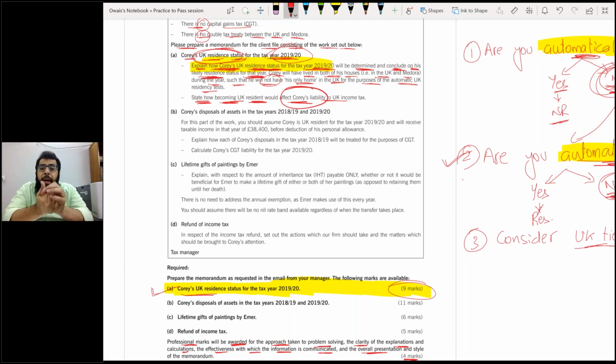Whenever you have to determine residency of someone, always follow a 3-step approach. Are you automatically non-UK resident? Are you automatically UK resident? And the third step is that consider UK ties. Okay? Consider UK ties. Always look at a 3-step approach. Done? So I think that this 9 marks part is understood to everyone.